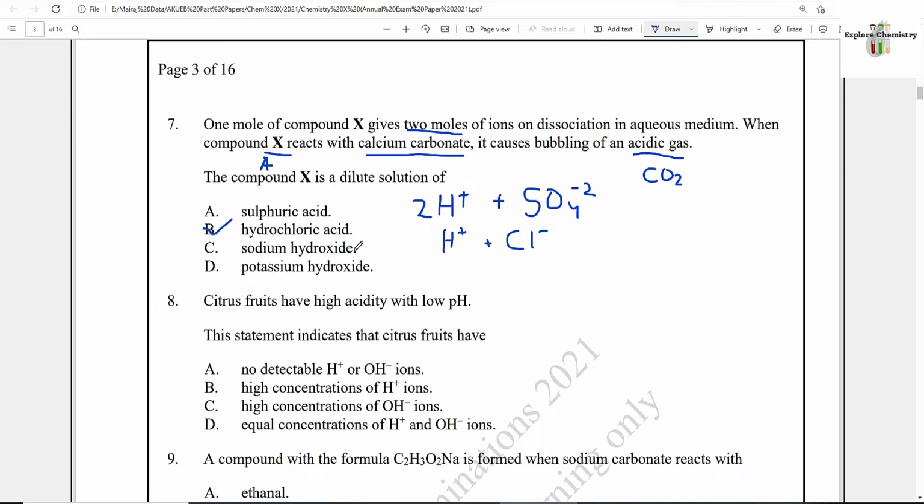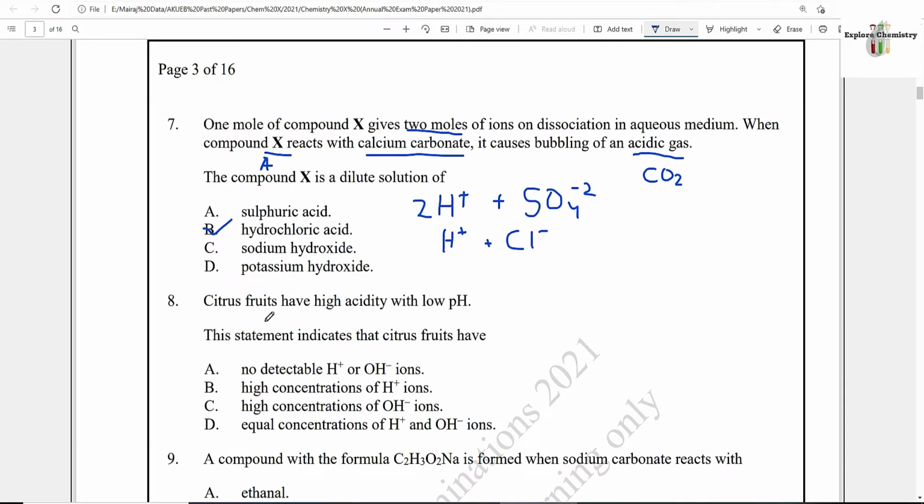Sodium hydroxide is not an acid. Potassium hydroxide is also a base. So these two options are completely wrong because X is an acid. How did we recognize? Because X is reacting with calcium carbonate, and only acids are able to react with calcium carbonate, producing carbon dioxide gas.